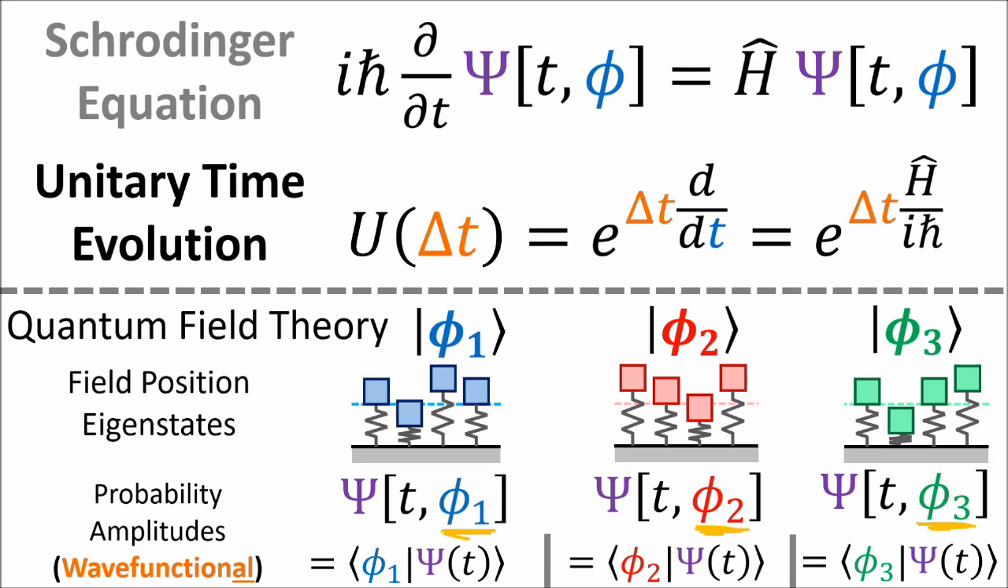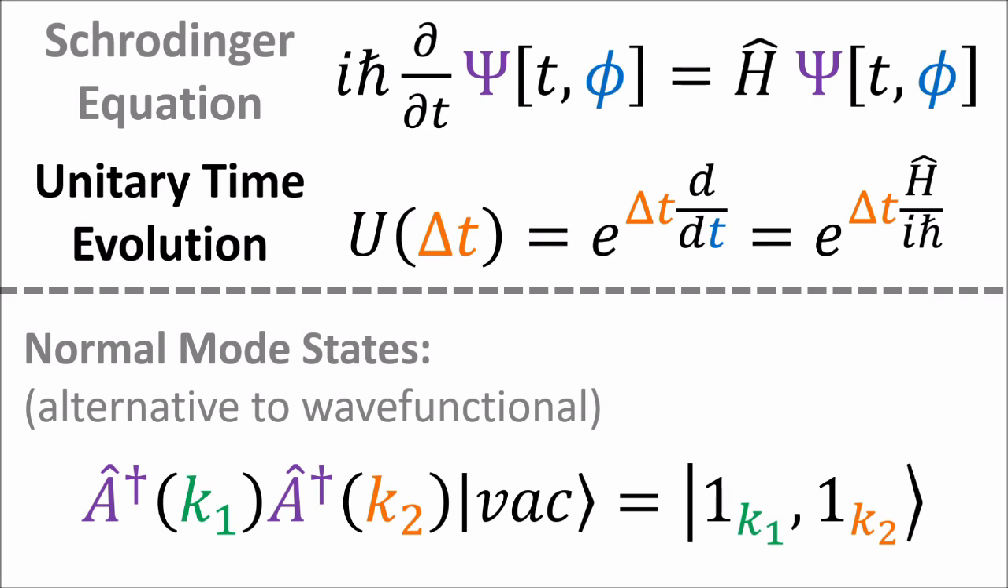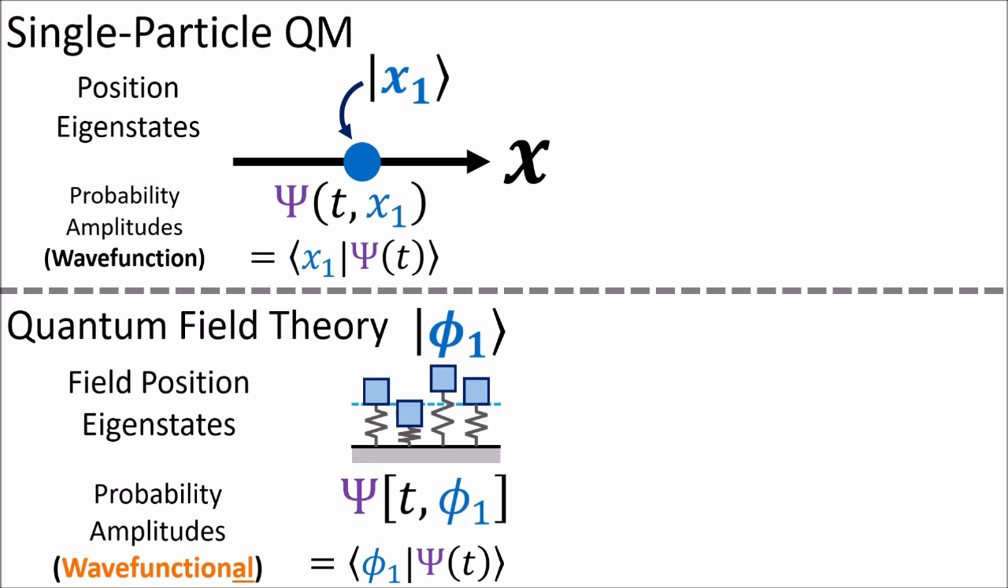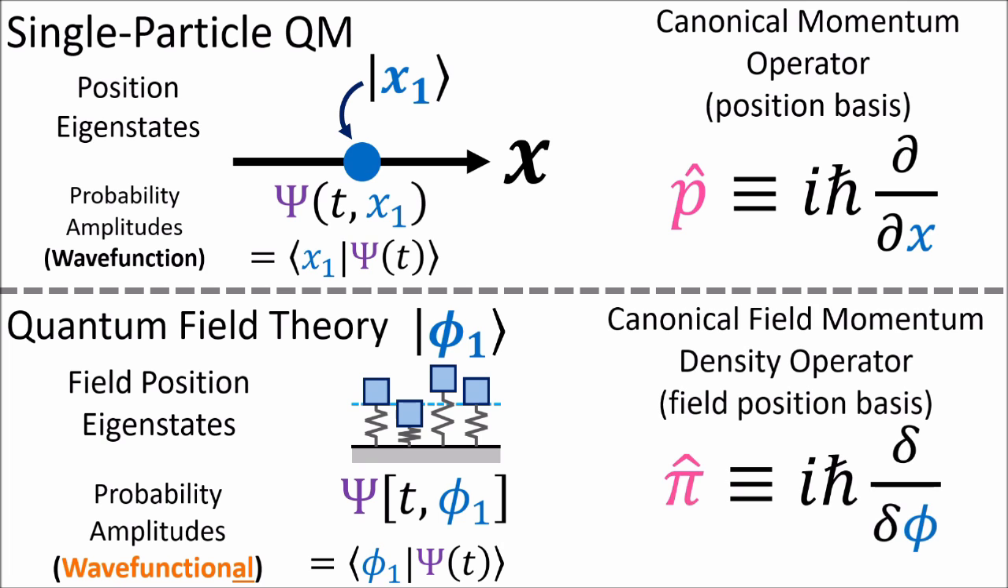Now, this wave functional is usually too complicated to deal with directly, and we usually have to work with normal mode field solutions instead to simplify things. But conceptually, the wave functional for the quantum field does exist, and it does obey Schrödinger's equation and evolves according to unitary time evolution. Also, just as we can write the momentum operator p hat using an x derivative in position space, we can also write the field momentum density operator pi hat using something called a functional derivative of the field phi. But I'm not going to discuss that here.